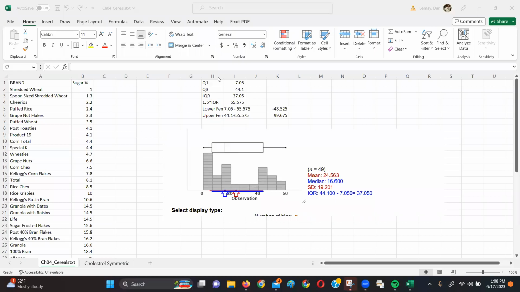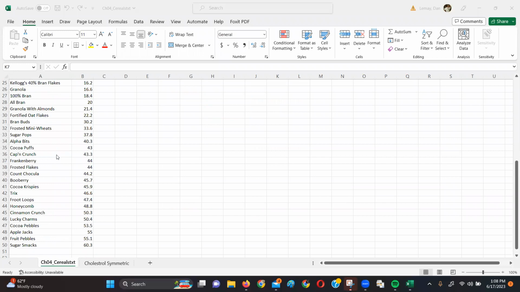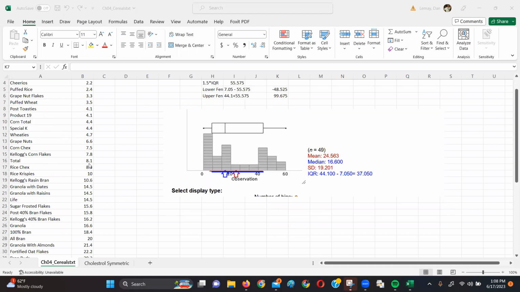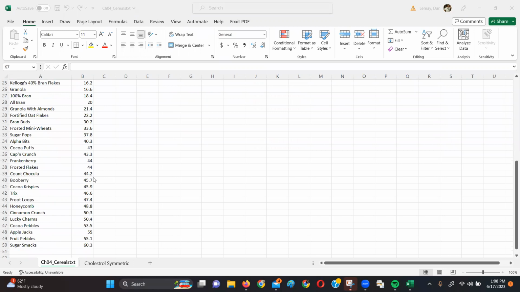So somebody asked me, how do you find outliers? So I've got two different kinds of data here, and I want to show you both of them. This is a set of, I don't know how many cereals, 49 brands of different kinds of cereal, and I've got them ranked by the percent of sugar. Shredded wheat's only 1% sugar, and Sugar Smacks, or what do they call them now? Honey Smacks or something like that, 60% sugar.